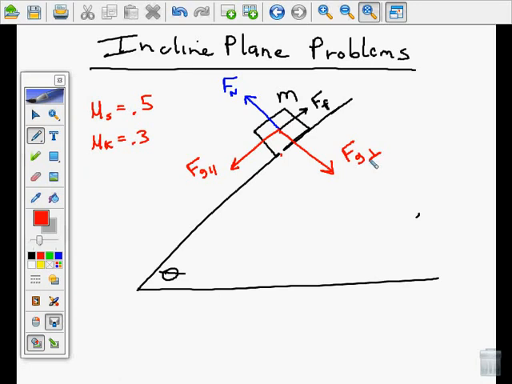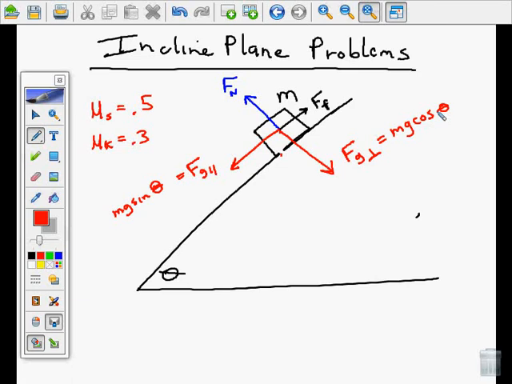You need to memorize how to calculate those components. You could draw a little right triangle and figure it out, but you don't have time to do that. You want to know immediately Fg parallel is going to equal mg sine of theta. Fg perpendicular is going to equal mg cosine of theta.